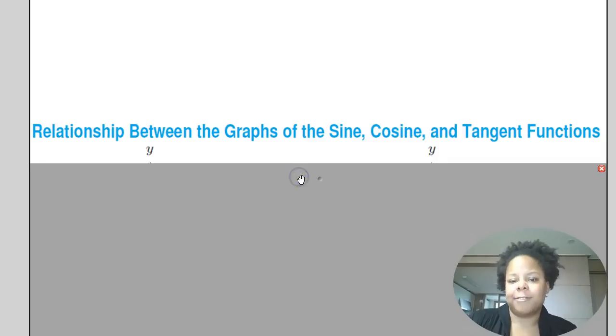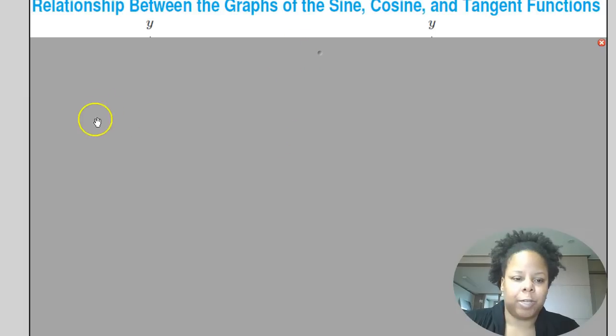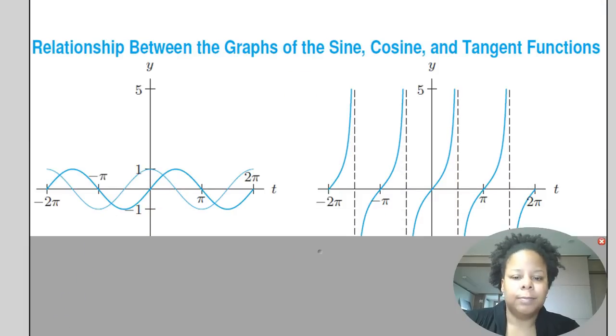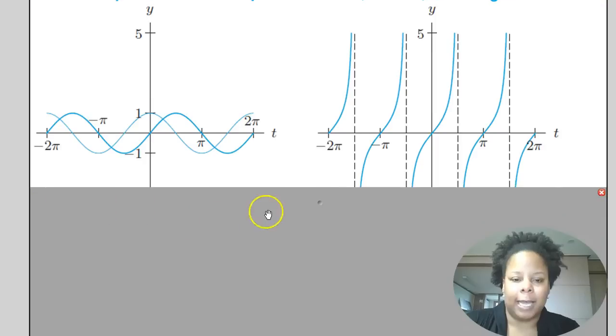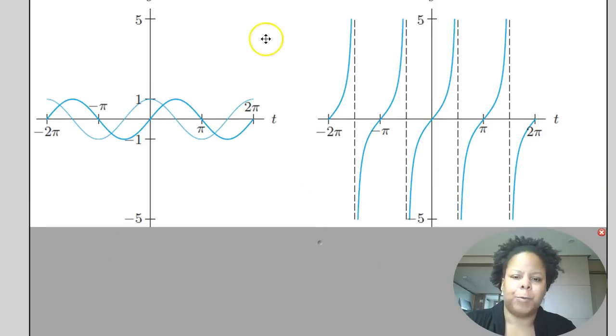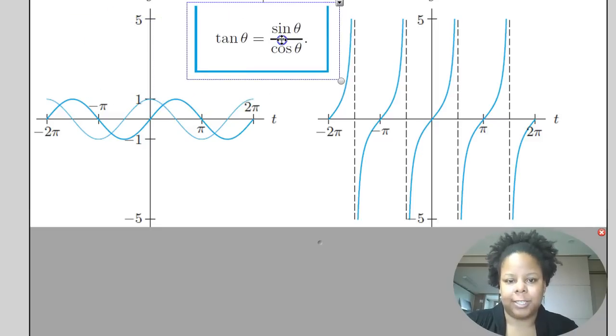Relationships between the graphs of the sine, cosine, and tangent functions. As you recall, you already know what the graphs of the sine function and the tangent function look like. They look like this. But what's the relationship between tangent and sine and theta? If you recall, tangent theta is equal to sine theta over cosine theta.